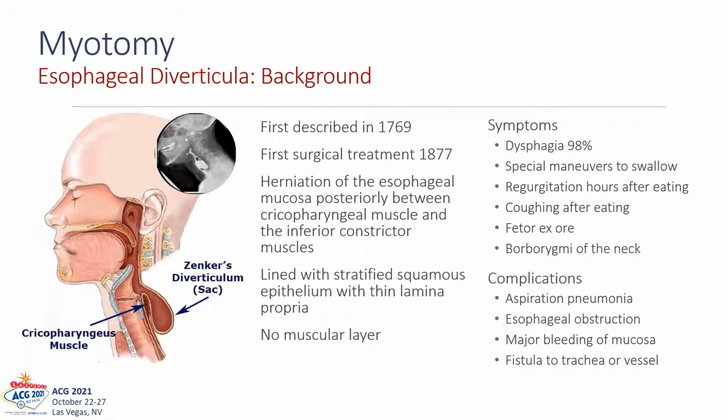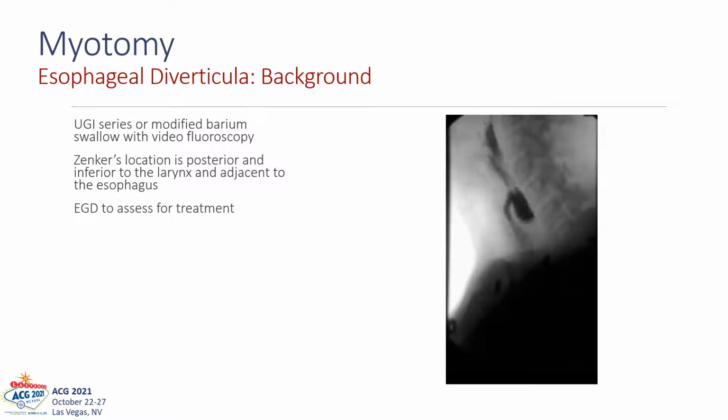Symptoms are what you'd expect: dysphagia, special maneuvers for swallowing, regurgitation hours after eating, coughing, bad breath, and borborygmy of the neck. And complications include aspiration pneumonia, esophageal obstruction, major bleeding from the mucosa, and fistula to the trachea or vessels. The diagnosis is typically made on upper GI series, as seen here, or on a modified barium swallow with video fluoroscopy, and the diverticula is located posterior and inferior to the larynx and adjacent to the esophagus.